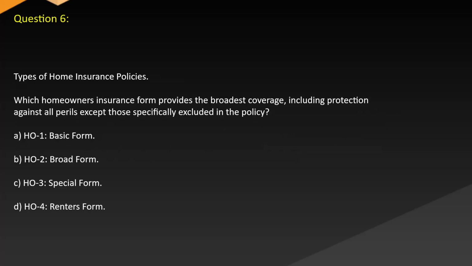Question 6. Types of home insurance policies. Which homeowners insurance form provides the broadest coverage, including protection against all perils except those specifically excluded in the policy? A. HO1, basic form. B. HO2, broad form. C. HO3, special form. D. HO4, renter's form.